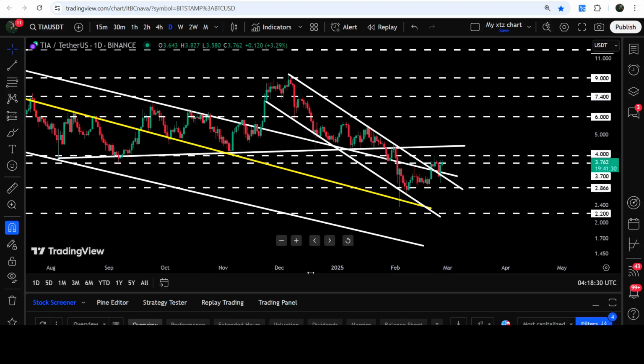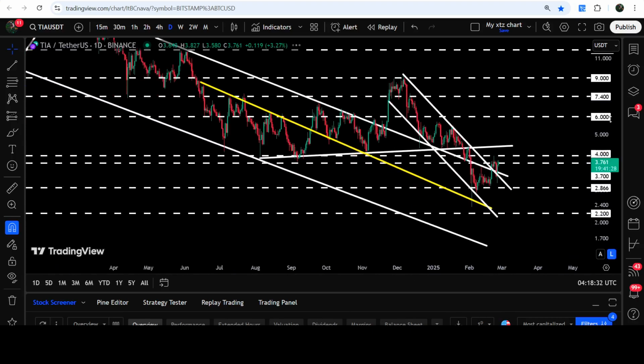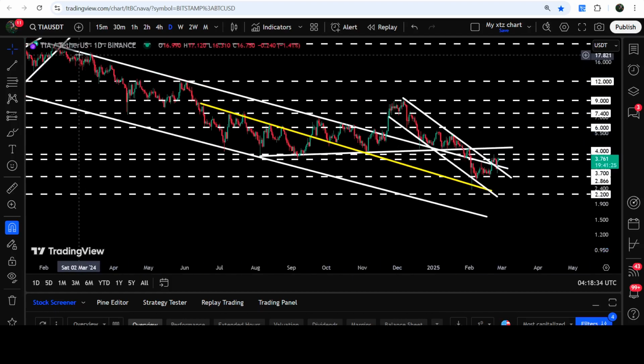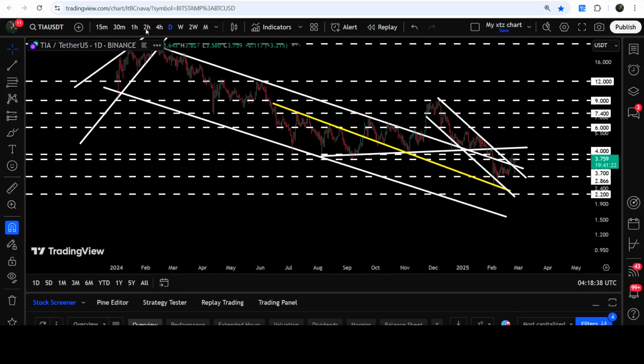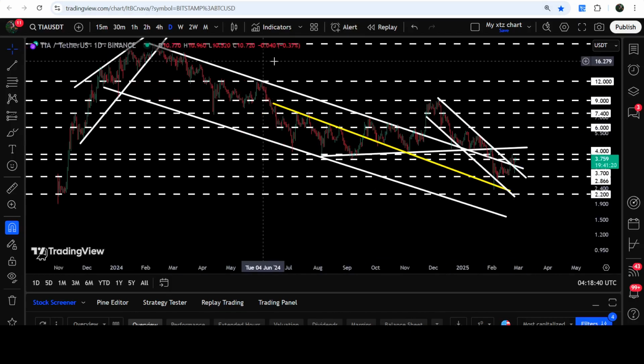In today's video, we will analyze this move. And you can see that once again, the price has also broken out this very long-term down trend line resistance as well. That is the resistance of this very big and huge down channel.